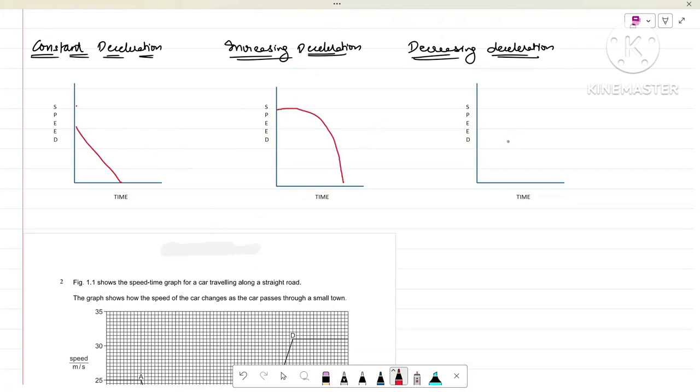Decreasing deceleration means speed is decreasing, but its gradient is decreasing. So you will draw this graph. This will be graph for decreasing deceleration.